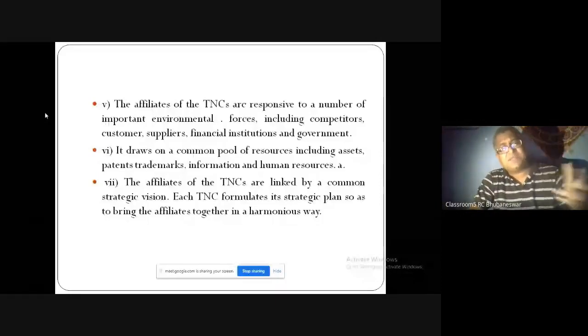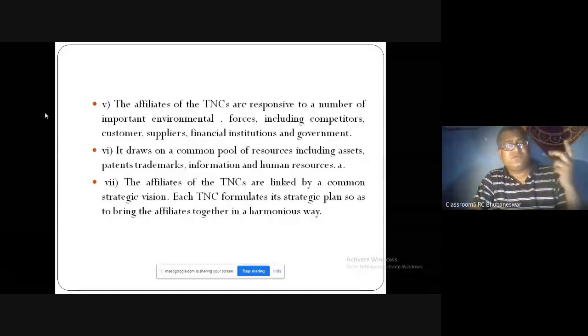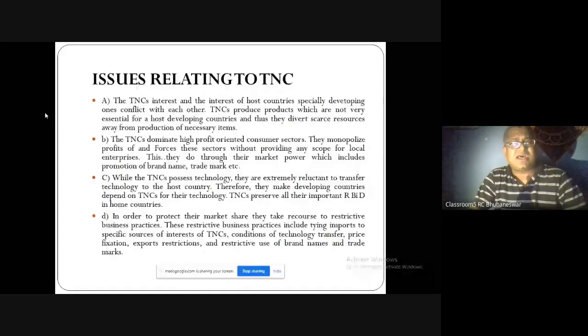That is the positive note of a TNC, meaning transnational corporations are a type of corporation through which it can affiliate its business from a different angle, with a different point of vision, so that it can succeed. But some issues are related to TNCs. What are the issues? The issues are that some conflict is there.